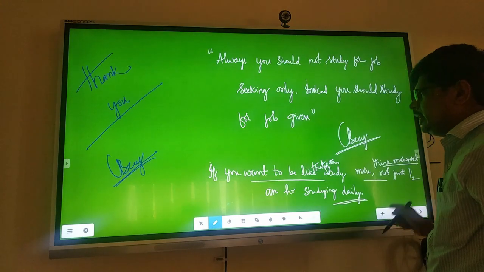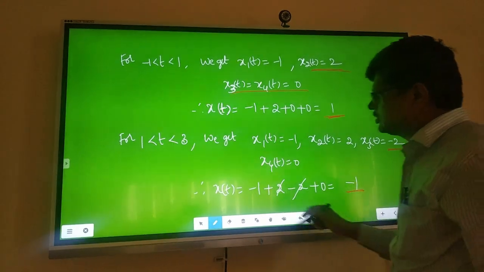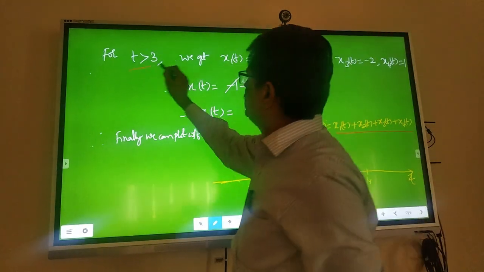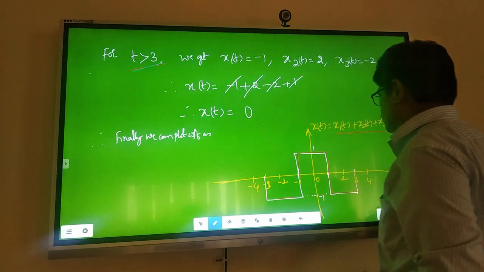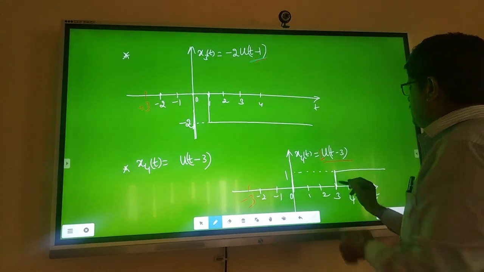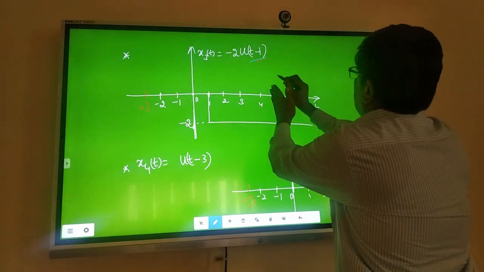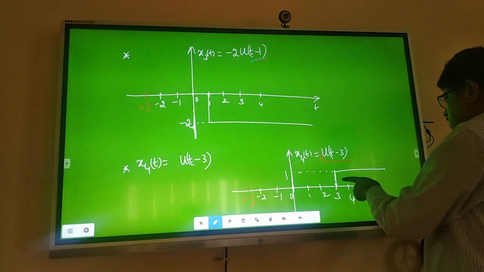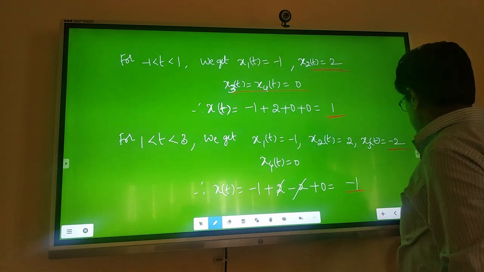Lastly, what is that? t greater than 3. What does t greater than 3 mean actually? See this? On this side, nothing is there. Beyond this point, only this is there. Therefore, for t greater than 3, what's the answer?